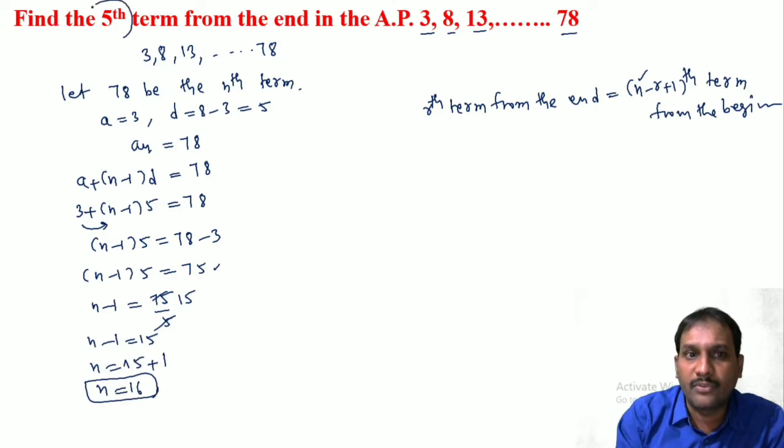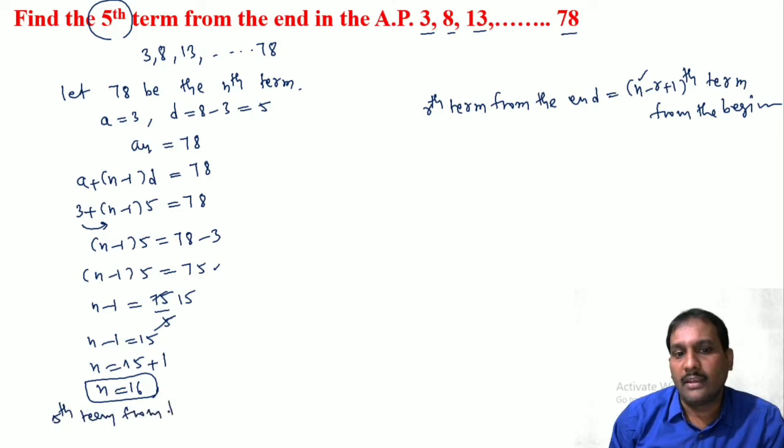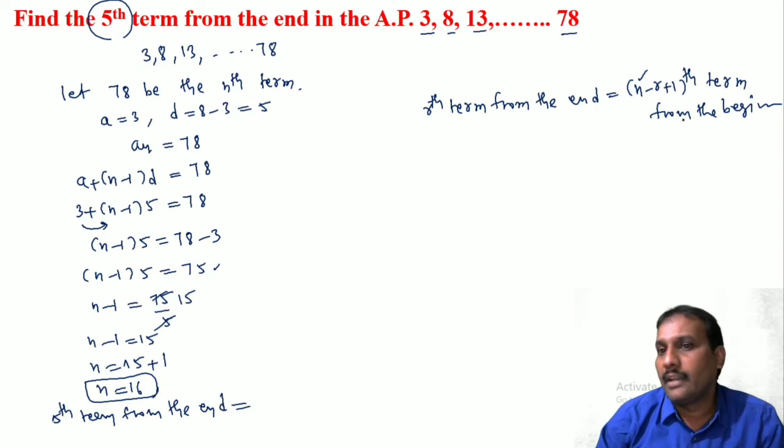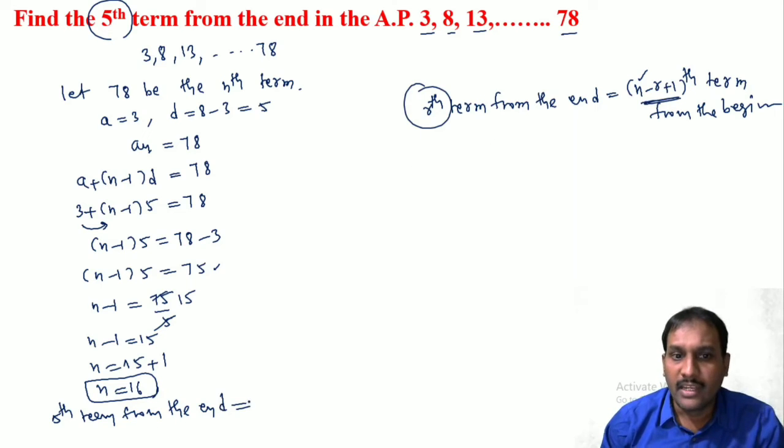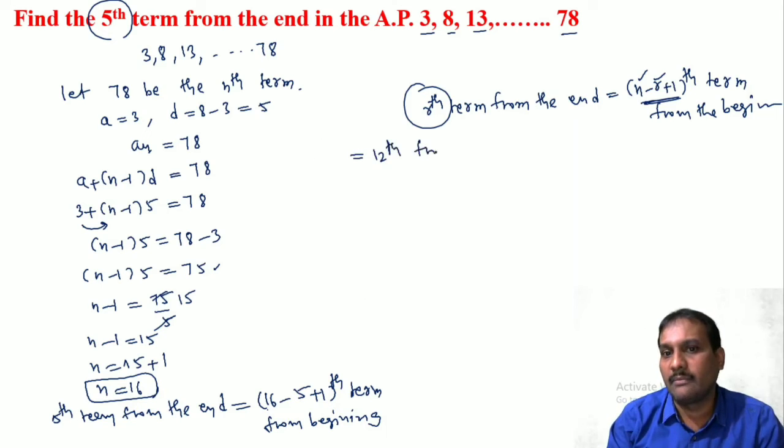Now what we have to find? The fifth term from the end. Let us substitute here. Fifth term from the end, that is equal to what? N minus r plus 1th term from the beginning. So what is r here? R is equal to 5. N is equal to 16. So 16 minus r, where r is the 5th term from the end, minus 5 plus 1th term from the beginning. So 16 minus 5 is 11 plus 1, 12th term from the beginning.